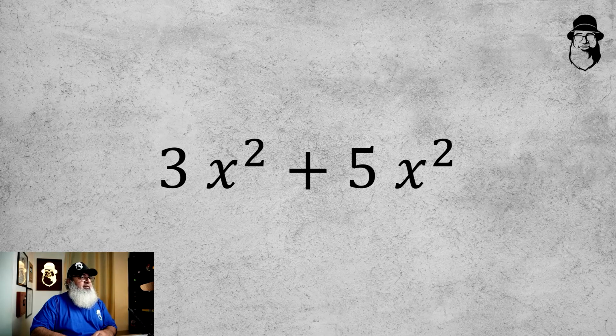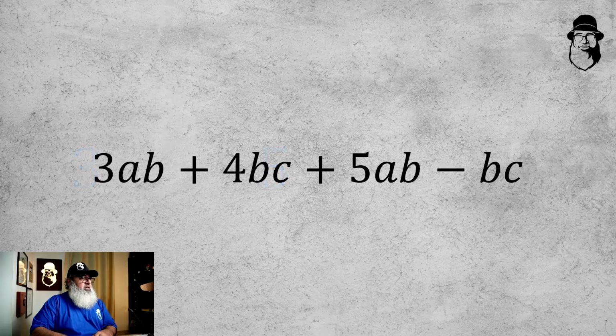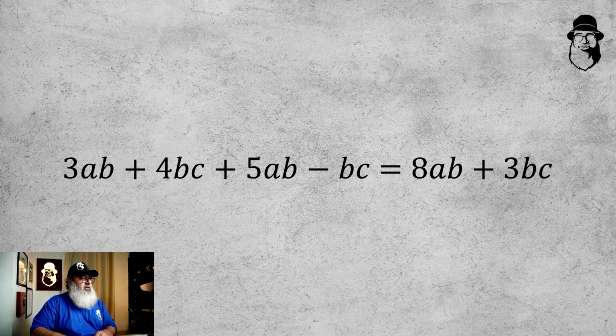That means that we have x squared 3 times and also x squared 5 times. So in total we have 8x squared. We just add the coefficients. Now similarly, in this expression, we can combine the AB terms and the BC terms because they are the same type, and the answer is 8AB plus 3BC.